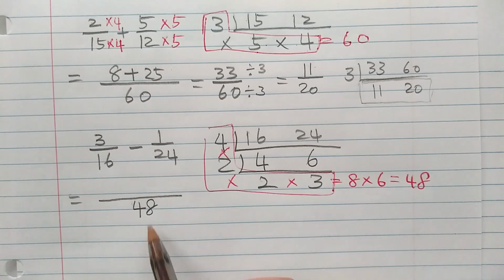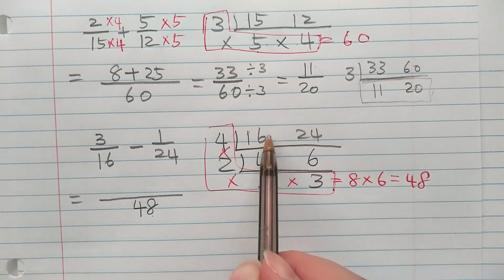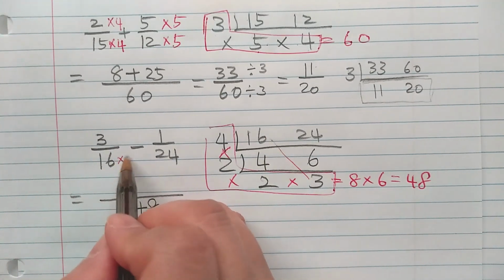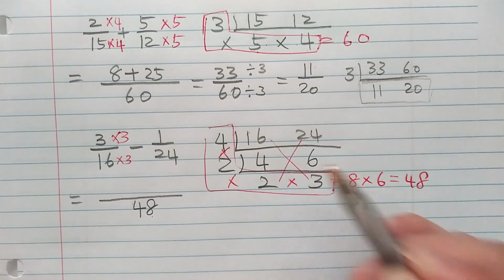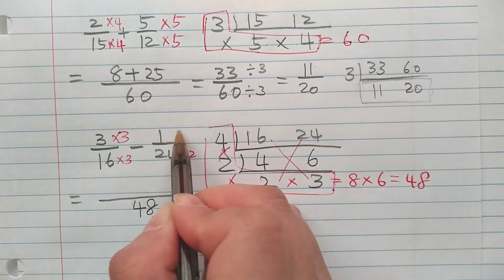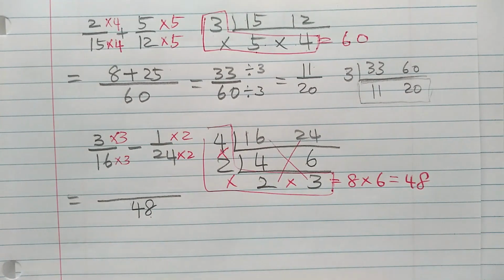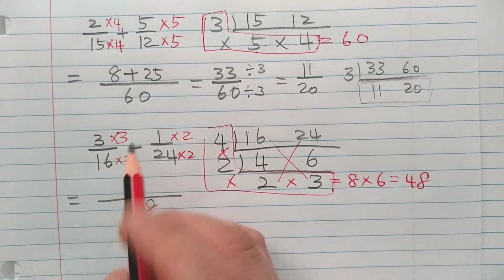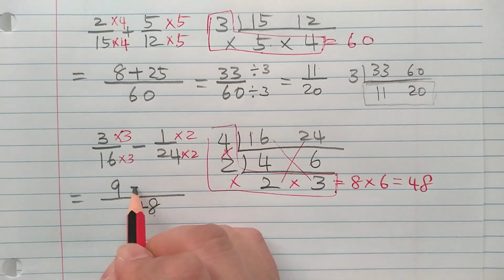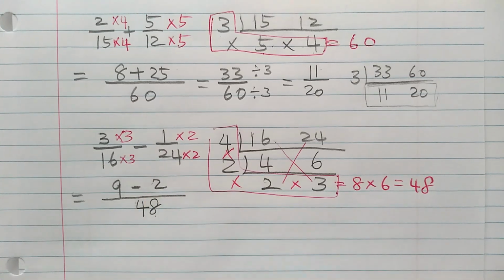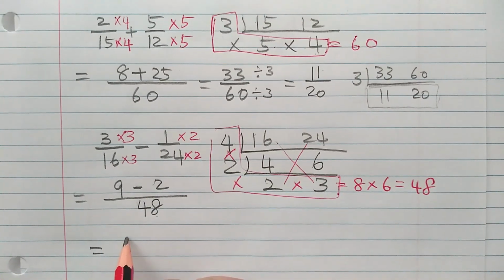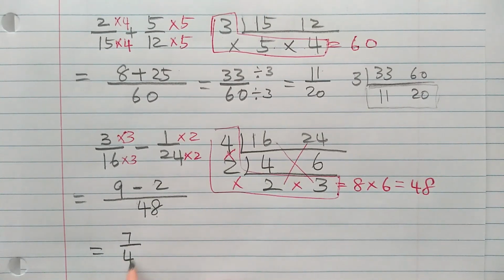In order to have 48, you need to multiply 3 here. 3. And for 24, you need to multiply 2. 3 times 3 is 9, minus 1 times 2 is 2, equals 7 over 48.